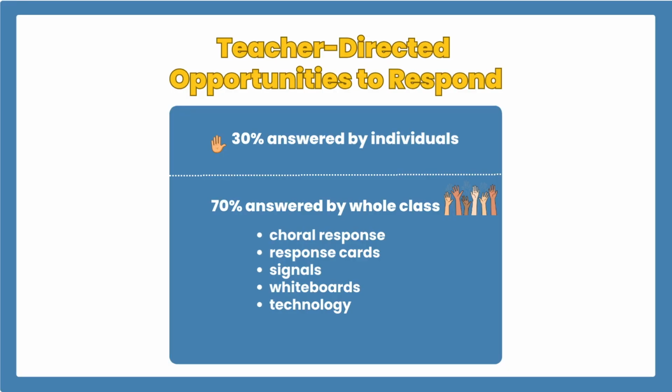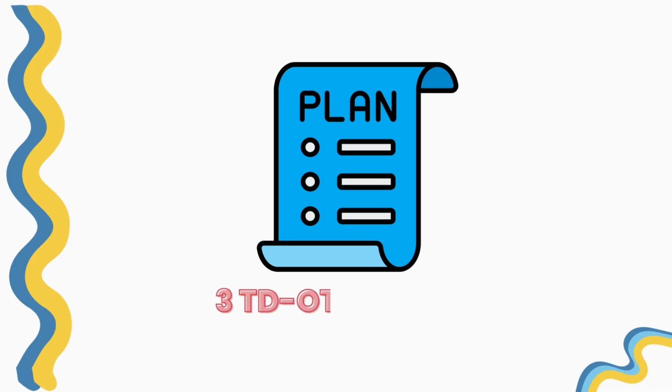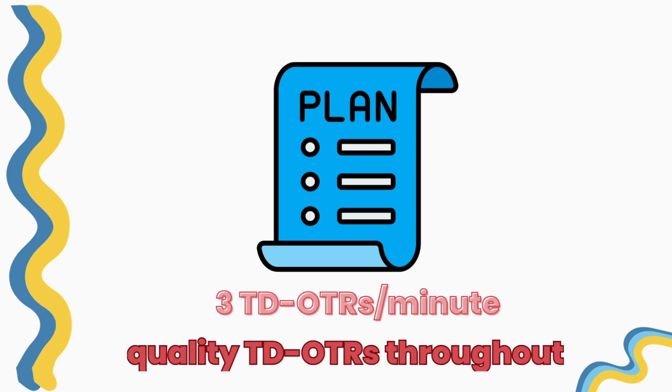As you plan TDOTRs, maintain variety. Ask individual questions some of the time and use different whole group methods within the same lesson. You'll see recommendations for averaging 3 or more TDOTRs per minute during a lesson. There isn't conclusive evidence of a particular number. What really matters is that you provide quality questions and prompts for students to use to process their learning.